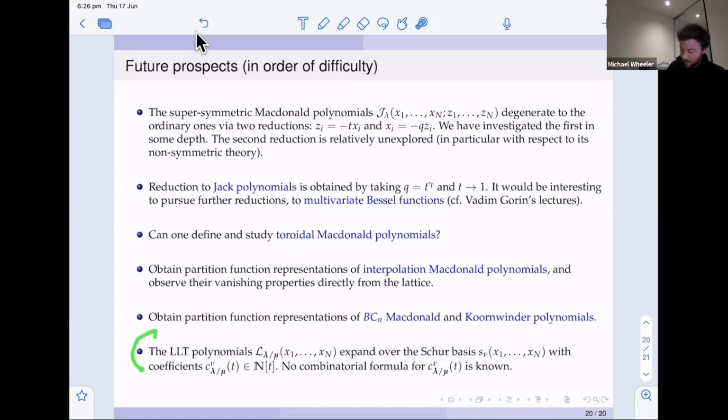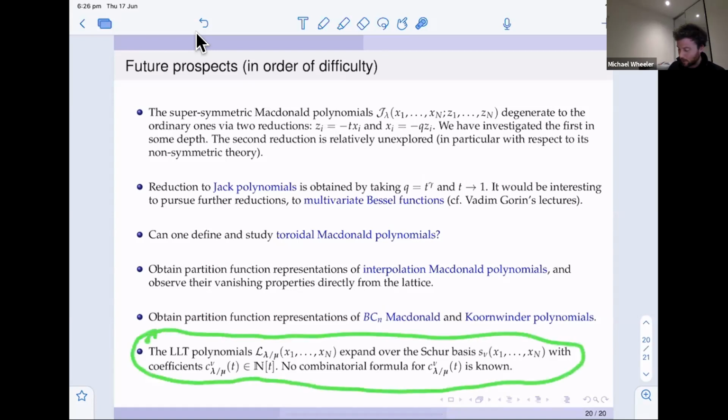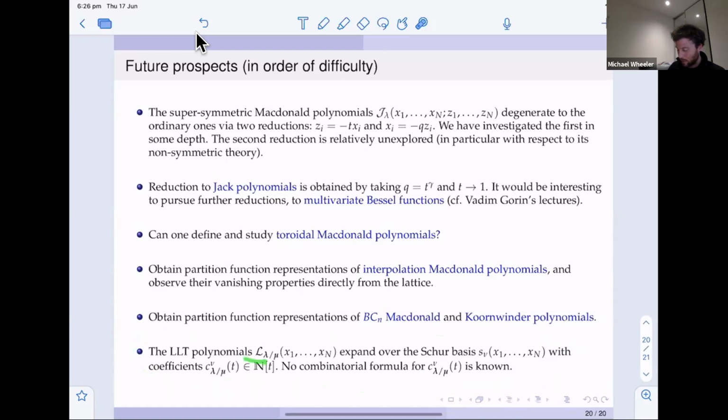And then really, I think the hardest item on this list concerns the expansions of LLT polynomials into the Schur basis. These are known to have positive coefficients, and there is no combinatorial formula for these coefficients. It sort of feels like this problem should be accessible via the framework that we've set up here. But to date, there's no progress on this either. So that's really the summary of the future prospects, and so we can have some questions now. So thank you very much for coming along.